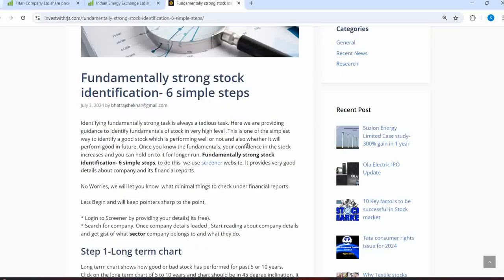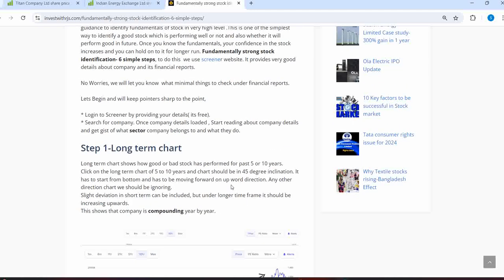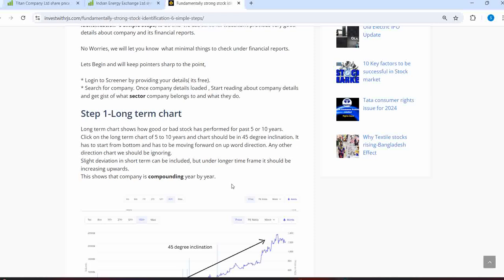Fundamental analysis is actually a very difficult topic to master, but this is just for beginners. If they are not able to understand how fundamentally good a stock is, there are 6 simple steps to identify it. So if you are not able to identify the fundamentals of a stock, this is the video for you. There is also a blog written on this by us, so just go through it. It is very simple.